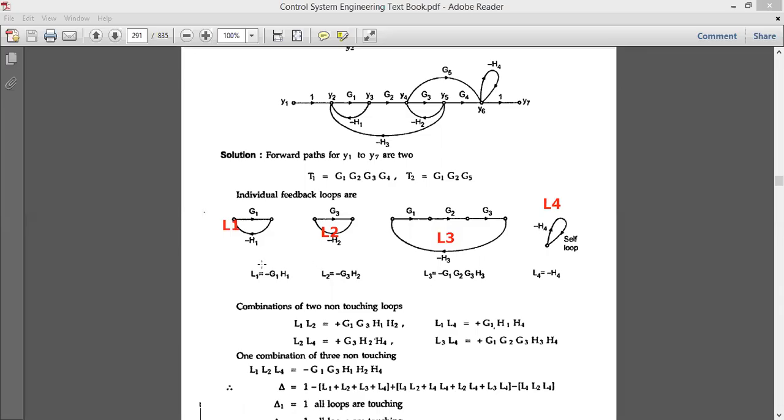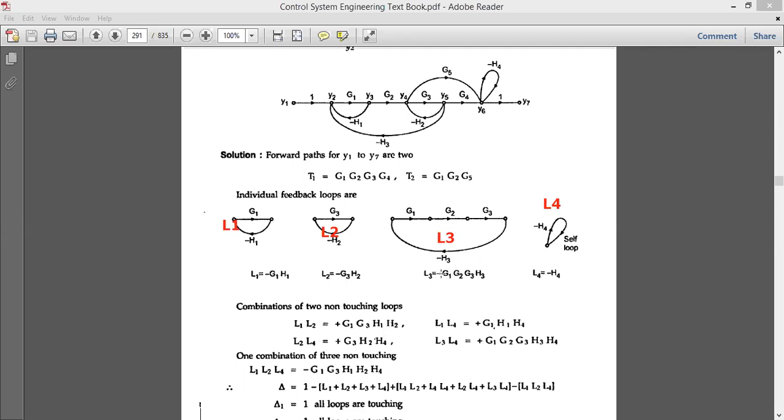Non-touching loops. So what we have done here, comparing L1 with all the loops, we got L1 and L2, L1 and L4, the first two combinations. Comparing L2 with the remaining two loops, L3 cannot be taken, L4 yes, so L2 and L4 we get here the third combination, that is both are multiplied with the minus sign, so it becomes plus G3, then H2 and then H4.